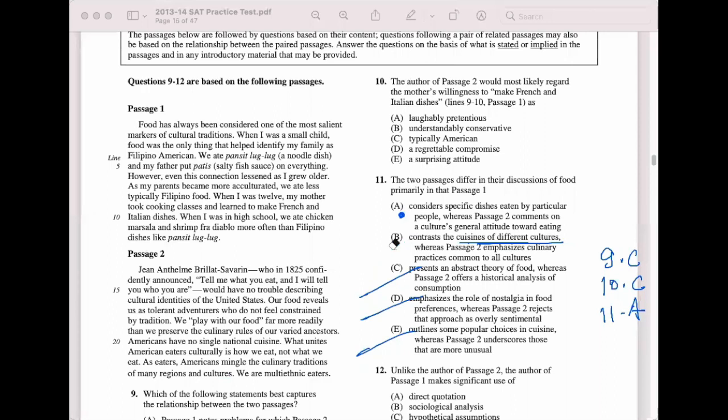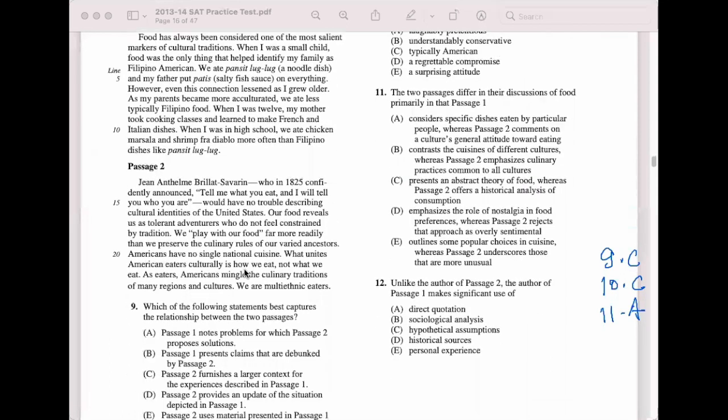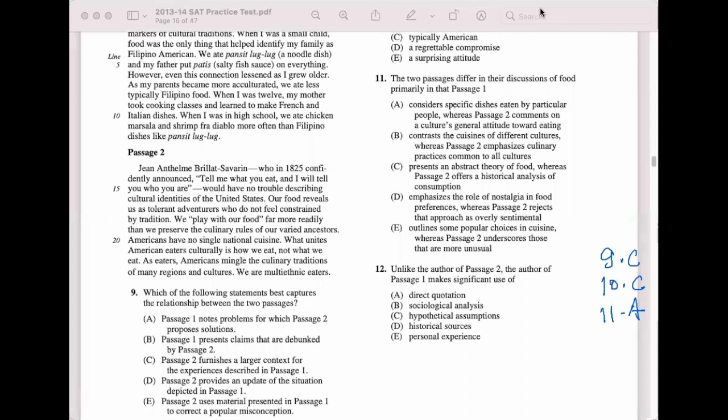Okay, so that was the eleventh. Let's go to the last question, question 12. Unlike the author of passage 2, the author of passage 1 makes significant use of direct quotation, sociological analysis, hypothetical assumptions, historical sources, and personal experience.